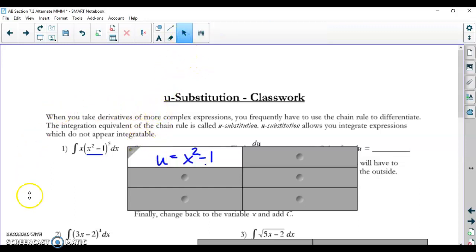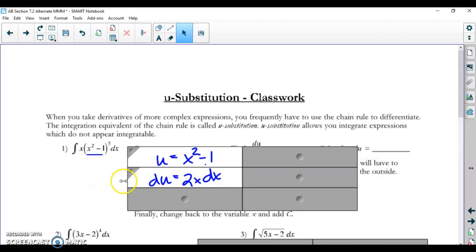So if we let u equal x squared minus 1, the next step in the process was to figure out what du looks like. So literally I'm taking the derivative of this line right here, sort of implicit style. The derivative of u will become du. The derivative of x squared minus 1 will be 2x dx. I want to make sure everything is present and accounted for and all the variables are figured out.